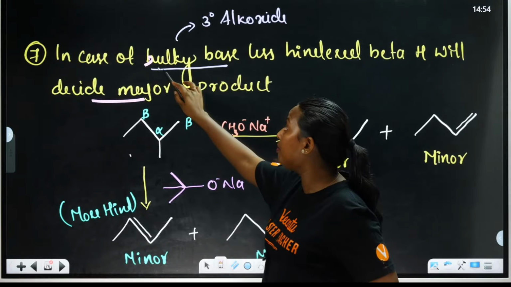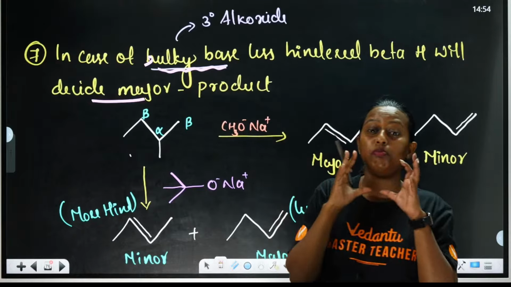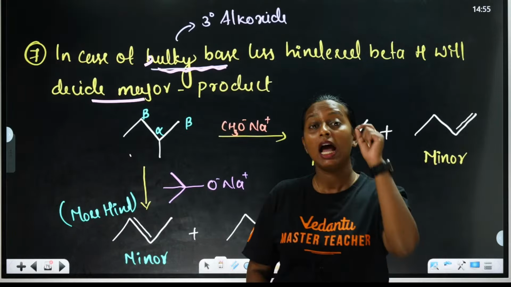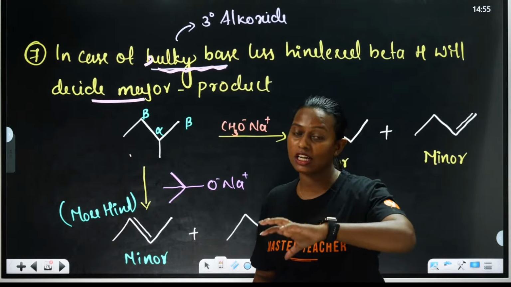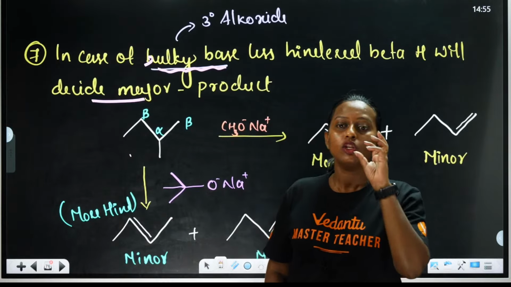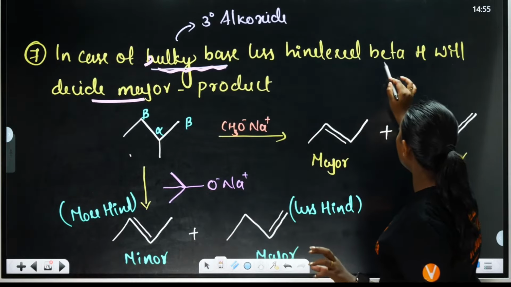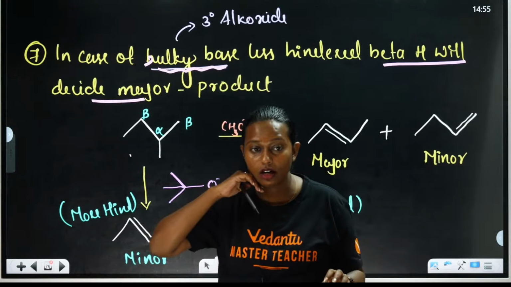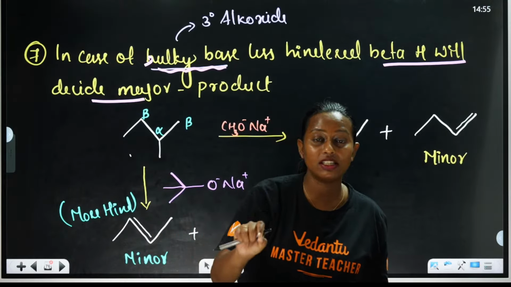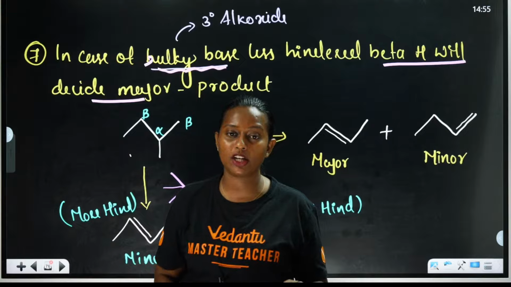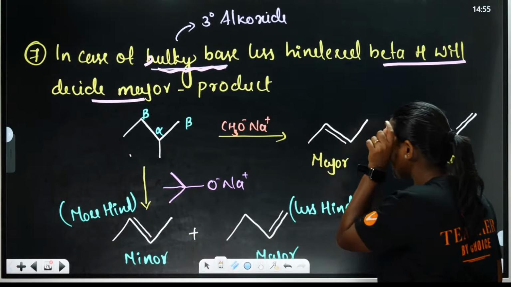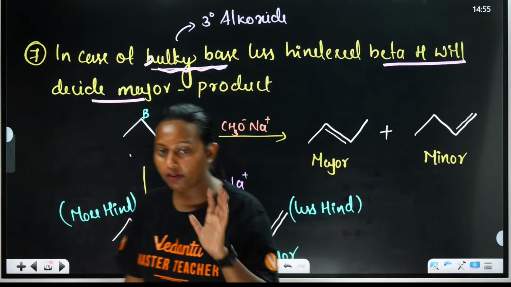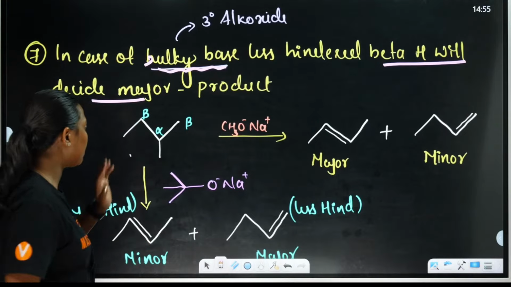If you are using a bulky base, what is a bulky base? That is, tertiary alkoxides are bulky bases. So here the beta hydrogen will decide the major product. Then we can do one example. Here you can see one example.